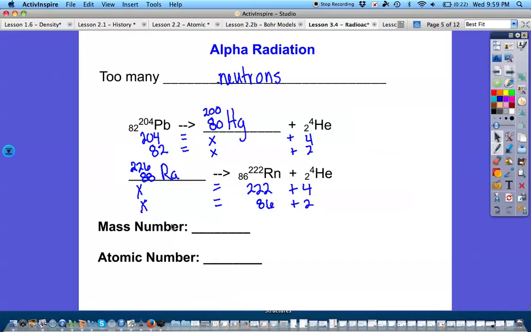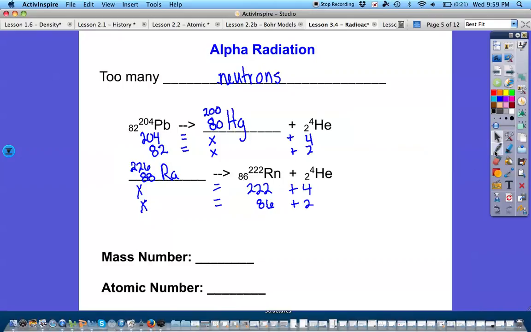So the rule when going from left to right, the mass number is going to decrease by 4, and the atomic number is going to decrease by 2. But notice here we have conservation of mass. We have 204 on the left side, we have 204 on the right side. 226 on the left, 226 on the right. The atomic number is changing because the number of protons is changing, which changes the identity of the element.